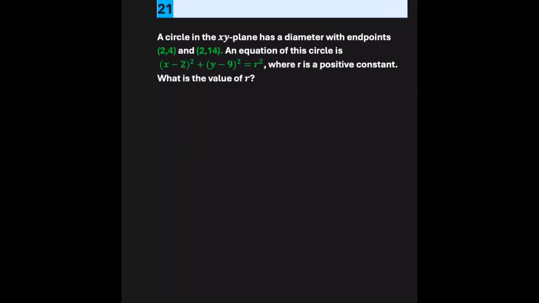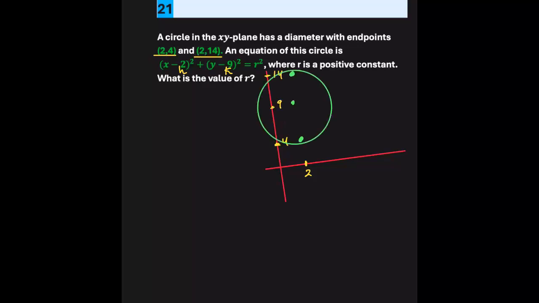Question 21, we have a circle in the XY plane, and we have a diameter with 2 endpoints, this one and this one. And we have a standard equation. If you wanted to visualize, let's draw a graph real quick. The center of the circle is 2, which is h on the x-axis, and 9, which is k on the y-axis. We have 2 and 9, which is around that area. And for the 2 endpoints, let's take this one, 2, which is right here, and 4 around here is that point. And the second endpoint, which is this one, is 2 and 14. And the circle is something like that.